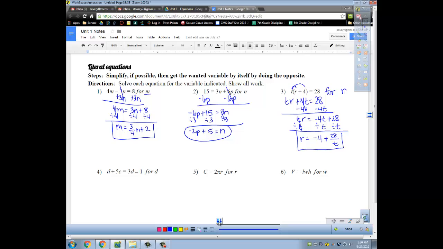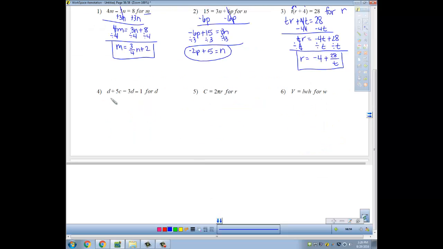Number 4, I want to solve for d. I notice that I have some like terms, so whenever I see like terms, I always start with those. So I'm going to combine my like terms by subtracting d from both sides. So I have 5c equals 2d minus 1. And then start getting d by itself, so I'm going to add 1 to get 5c plus 1 equals 2d.